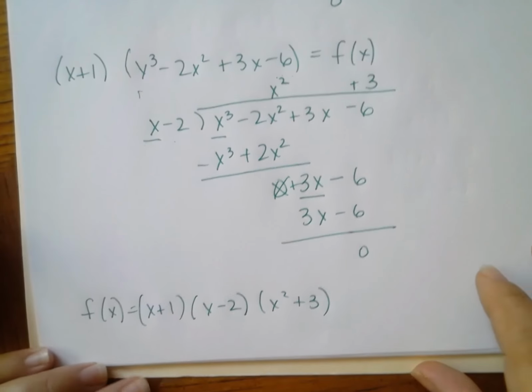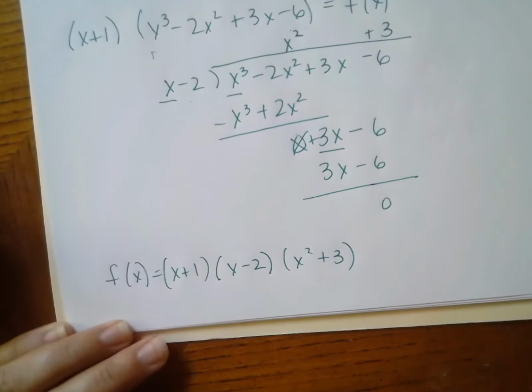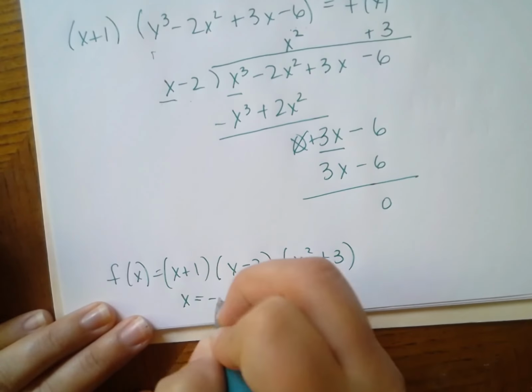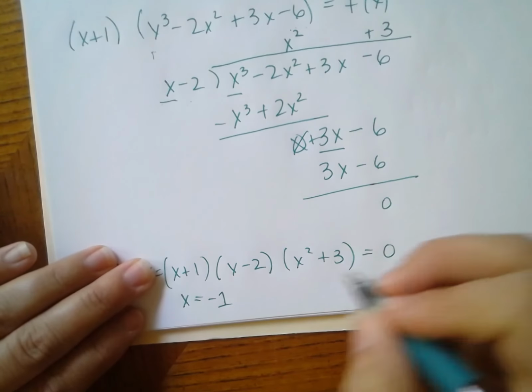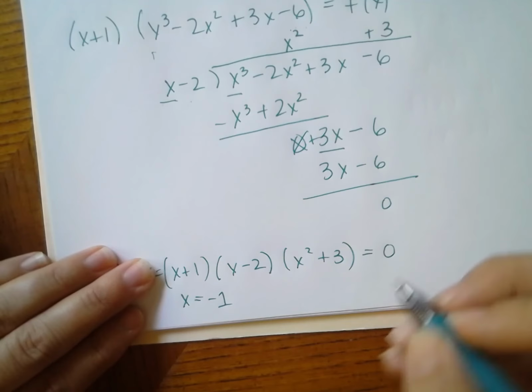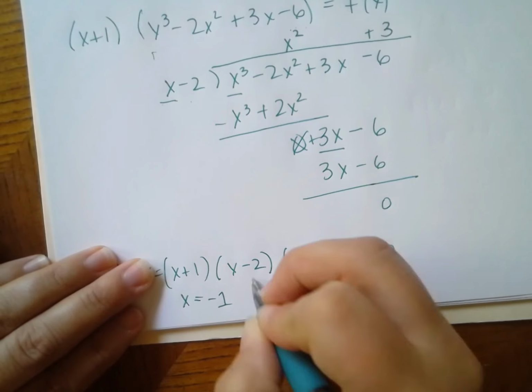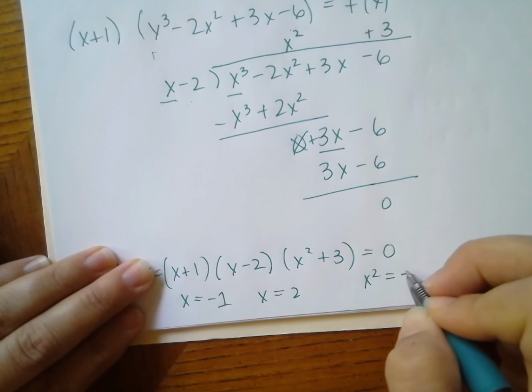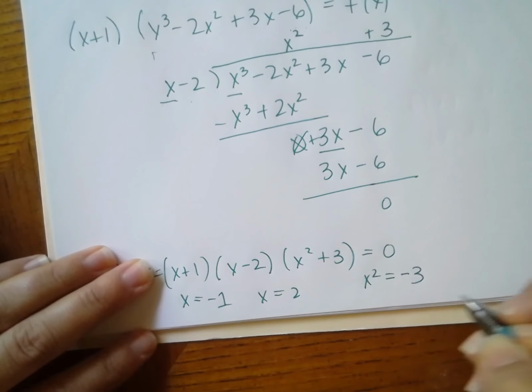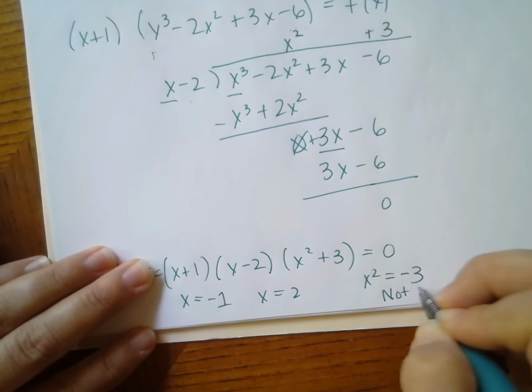So I can find all of my zeros here, right? I've already found that x equals negative 1 if I set this equal to 0. That's why when I find my zeros, this is what I do. And then I get x equals 2 from this one. Now I can try this one out, but as soon as I move it to the other side, I get x squared equals negative 3. So these are not real, right?